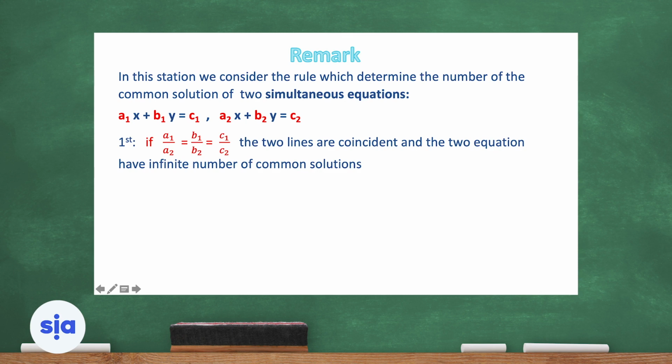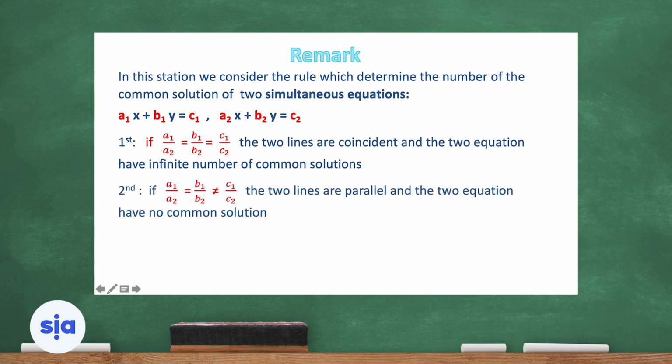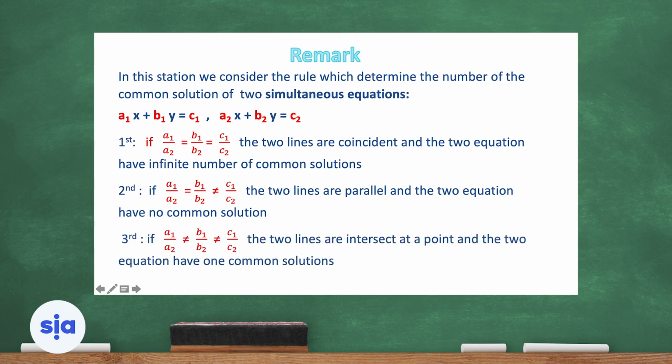For the second one, if a1 over a2 is equal to b1 over b2, where they're not equal to c1 over c2, then these two lines are two parallel lines. Then they're not going to meet together. Then here we have no common solution, or the solution set is phi. The third case is that a1 over a2 is not equal to b1 over b2. Let's move to another example, which is a word problem.